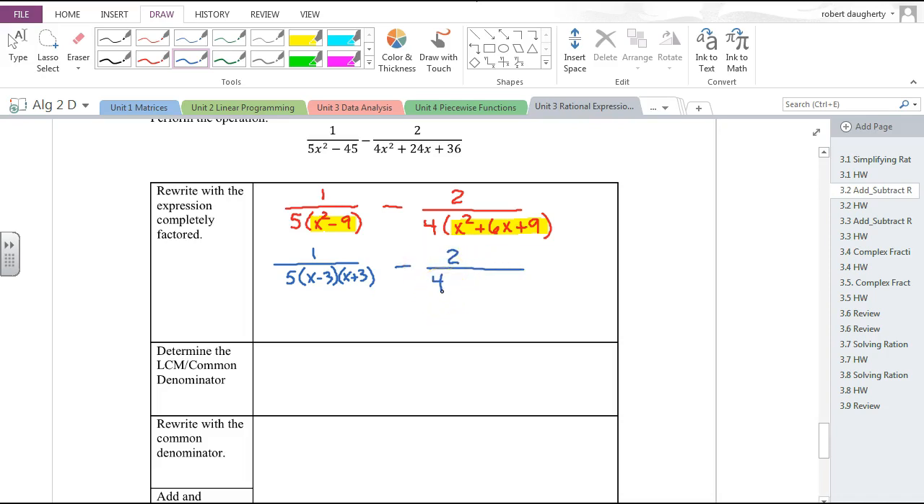over 4. Now, x squared plus 6x plus 9. We can go off to the side over here. x squared plus 6x plus 9. That will factor if I can find two numbers with what properties? They multiply to 9 and add to 6. What numbers will do that? Yeah, 3 and 3. Okay. So that means this is what? x plus 3, x plus 3. Okay.